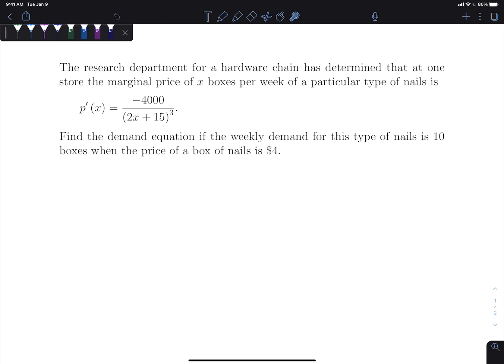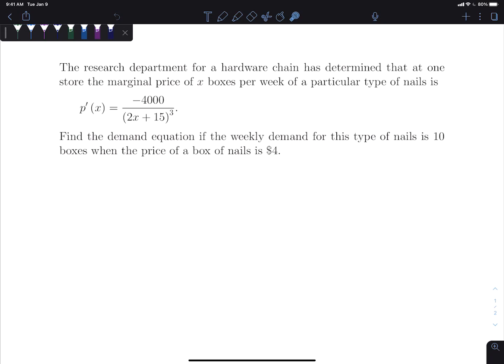Hello. In this video, I want to look at an application. The research department for a hardware chain has determined that at one store, the marginal price of x boxes per week of a particular type of nails is P prime of x equals negative 4,000 divided by (2x plus 15) cubed. Find the demand equation if the weekly demand for this type of nails is 10 boxes when the price of a box of nails is $4.